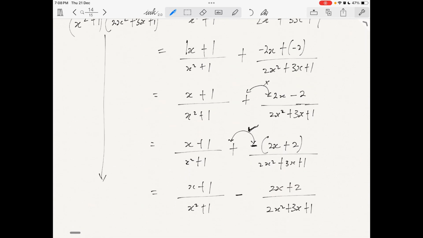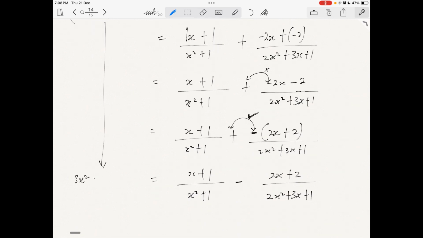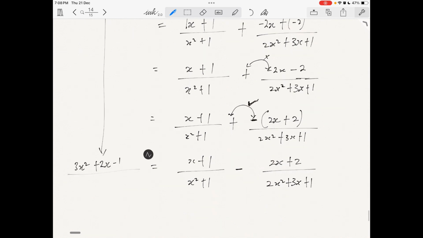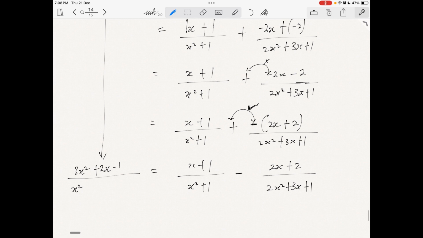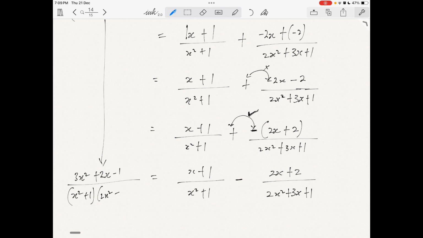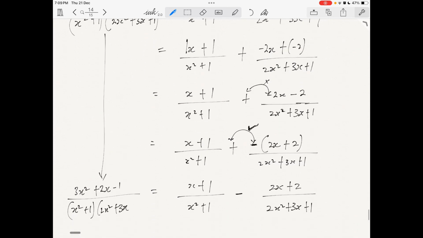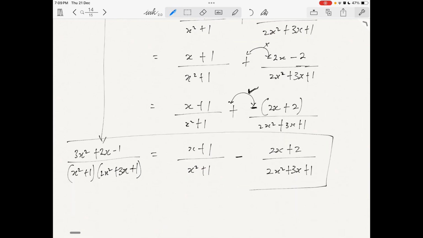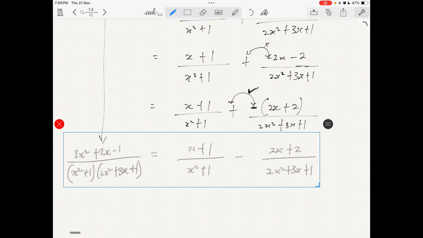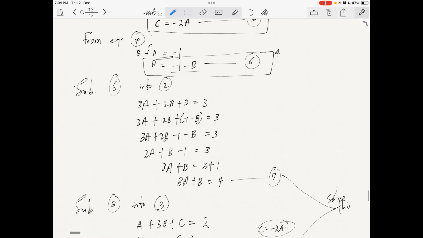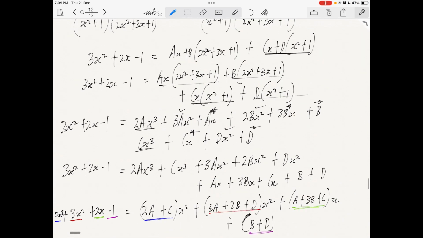So this writes everything that we have here down here. So we have it to be what? 3x squared plus 2x minus 1 divided by x squared plus 1 divided by 2x squared plus 3x plus 1. So in this case, this is our final answer, finally. So you can see these steps we went through. It's getting a bit more complex.